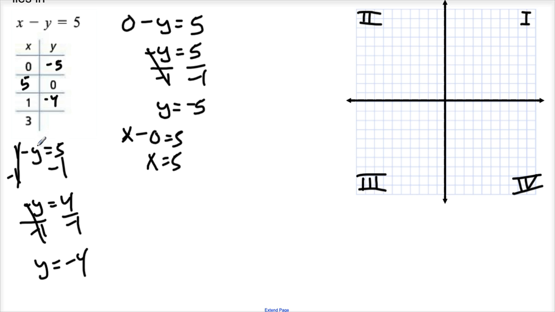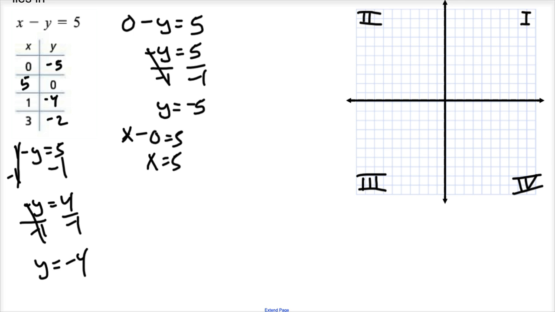And you could also do this in your head. You can say, 3 minus what is going to be 5? Well, 3 minus -2, because 3 plus 2 is 5. So that has to be a -2. So there are times where you can do that as well without having to do some algebra.